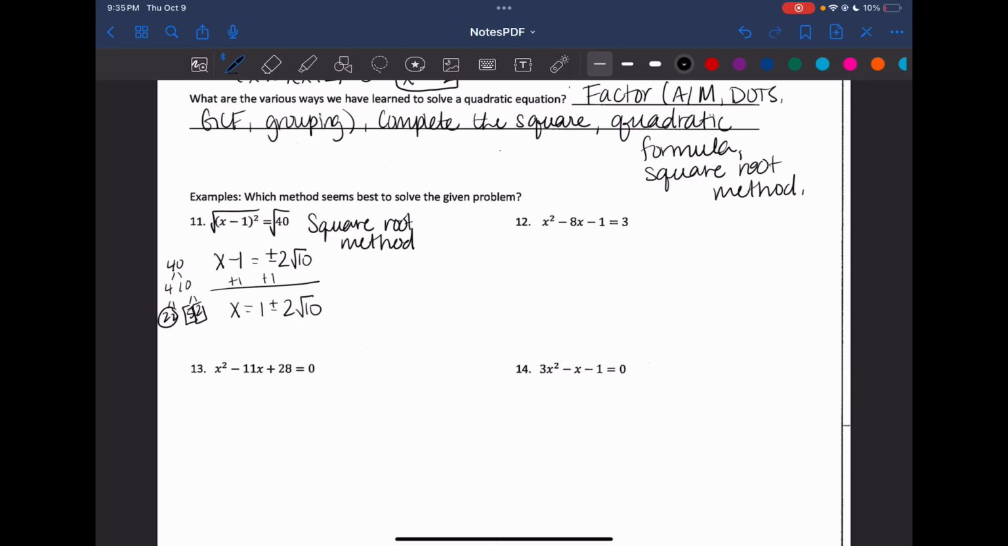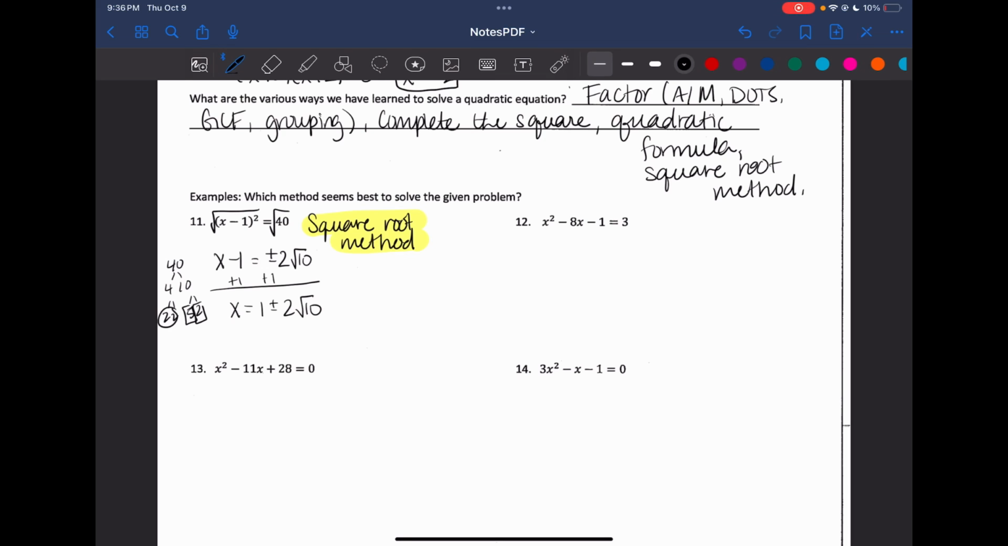So for this first one, square root method. Again, that's because we have that x squared almost already by itself. Not too many terms. Actually, there is only one term, and that's x being squared. If you can see in number 12, we have 3 terms, and we do have an x squared, but we also have a secondary x, and then we have a constant as well. So square root method's not going to be a good one for number 12.